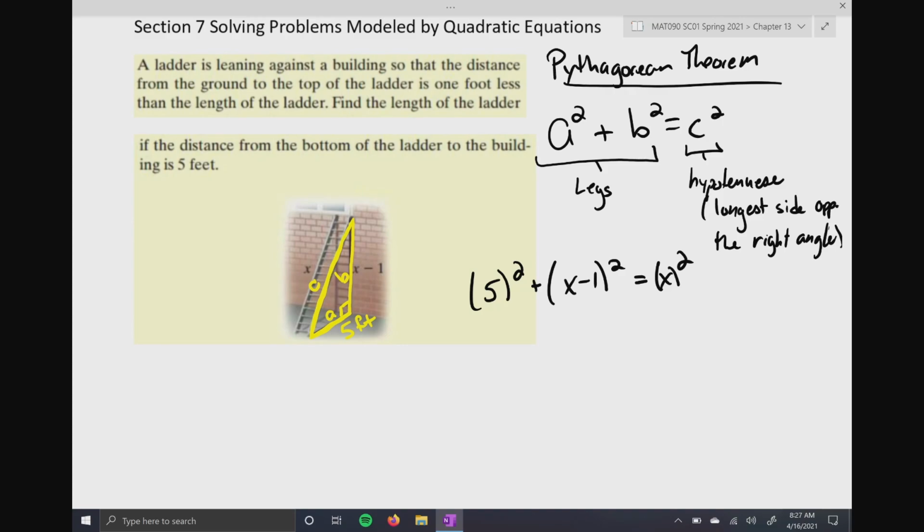Anybody get an answer yet? I'll give you a hint. It should be a nice whole number answer. Shouldn't be a decimal or a fraction or anything like that.